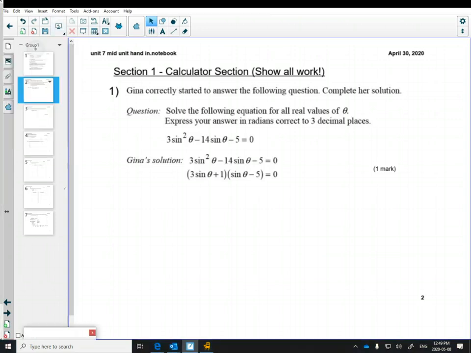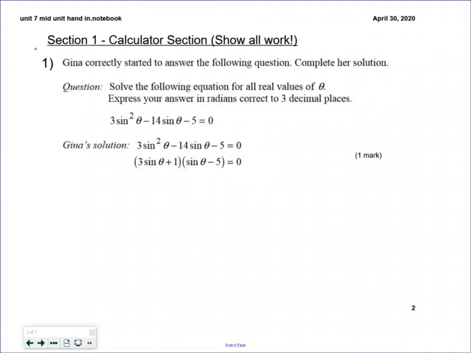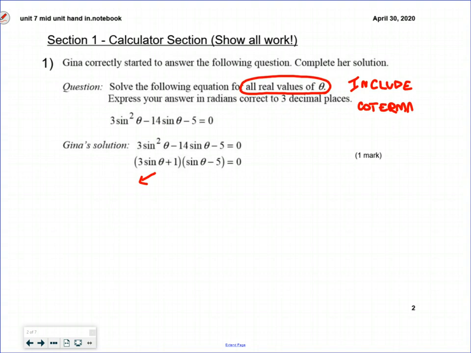So here we have Gina has done this question and she stopped part way through. The first thing we need to do is recognize that we're trying to find the answer for all real values of theta, and that's where people messed up. A lot of people stayed between 0 and 2 pi, like most questions, but this question said all values. So we need to include coterminal angles. We need to go infinite times around the circle. So we need a general solution here.